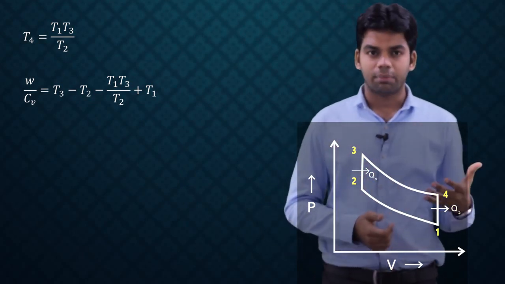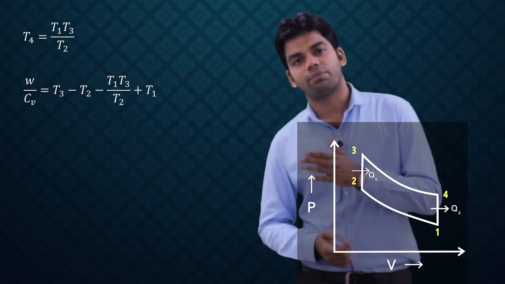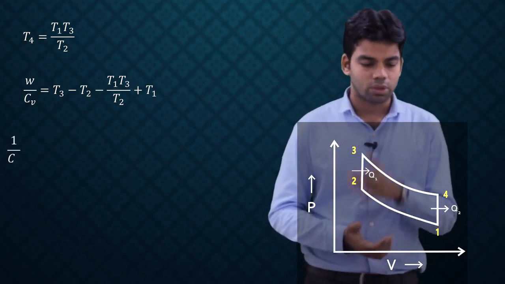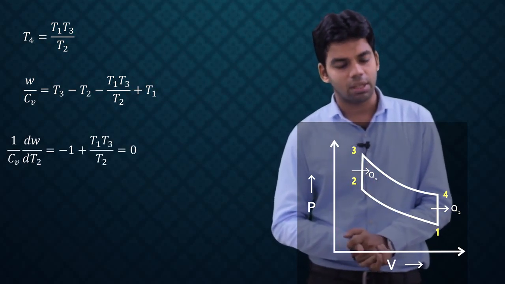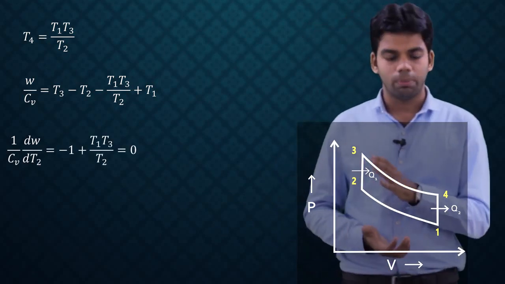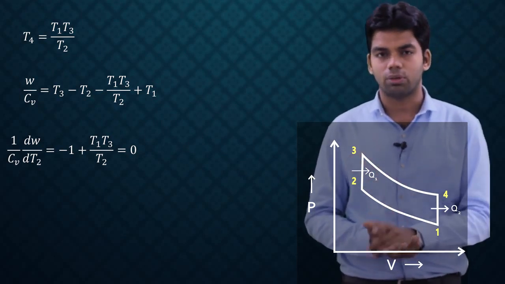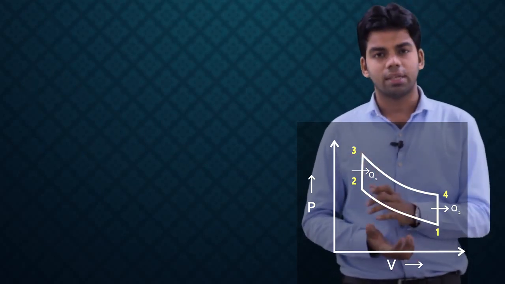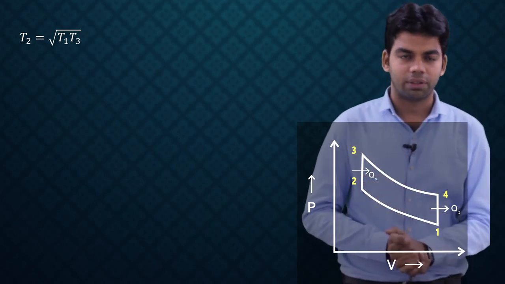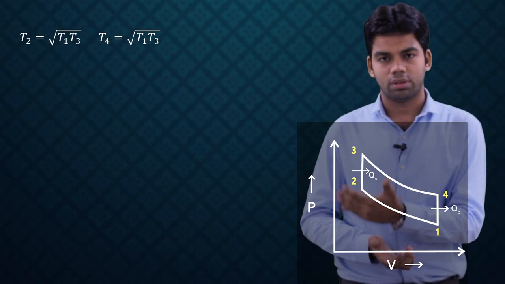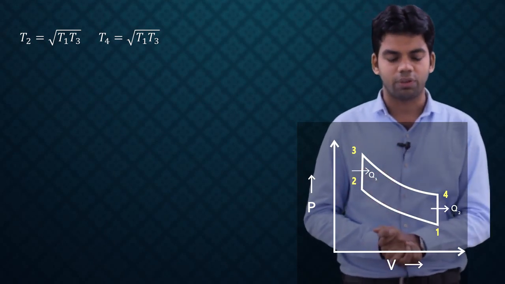In order to get the maximum, we differentiate this with respect to T2 and equate it to 0. Differentiating, we get 1 by Cv dW by dT2 is equal to minus 1 plus T1 T3 by T2 squared. This should be equal to 0. So from here T2 will be equal to the square root of T1 T3, and similarly you can determine the value of T4 also. This T4 will also be equal to the square root of T1 T3.